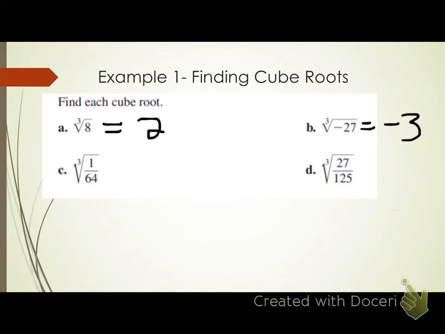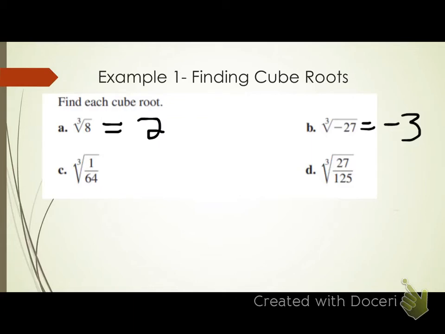Let's think about how we are able to multiply fractions. How do we multiply fractions? Straight across. So I multiply the numerators together, and I multiply the denominators together. Correct? So knowing that information, what I can do is look at the numerator by itself and take the cube root, and look at the denominator by itself and take the cube root.